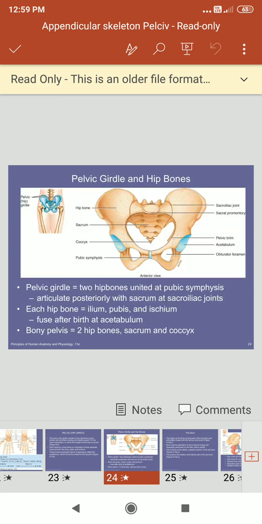So you can see this pelvic girdle and hip bones, how they look. When you are sitting, these bones sustain the weight of the whole body.